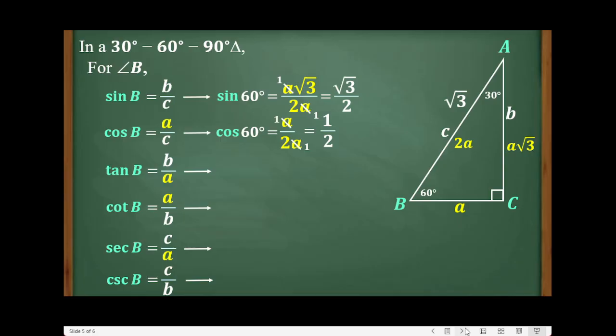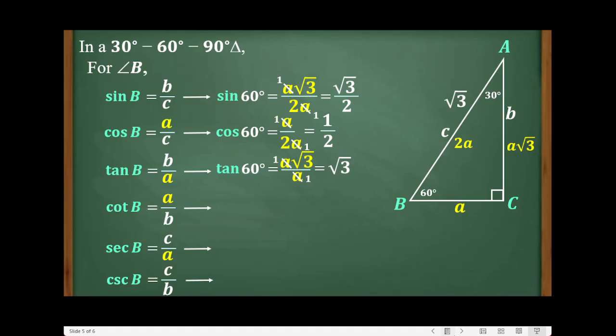Now, about tangent of B, that is actually tangent of 60 degrees equals, again, B is to be replaced by its equivalent, which is in terms of A, and that is A square root of 3. So, the numerator from B becomes A square root of 3 over the denominator A. And again, A is common to numerator and denominator, so we cancel it again. And what will be the resulting value for tangent 60 degrees? Obviously, the value is square root of 3.